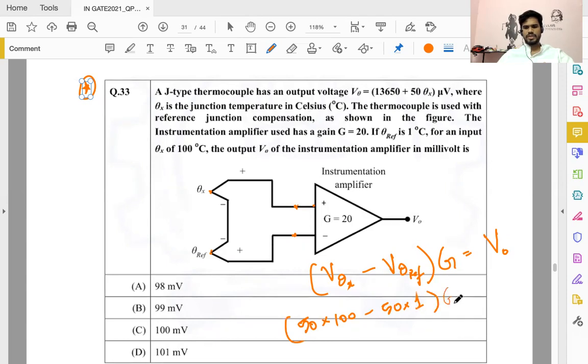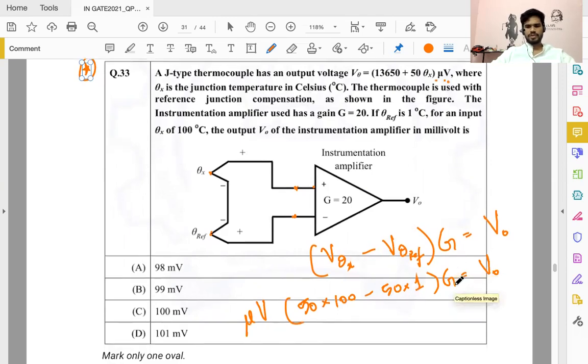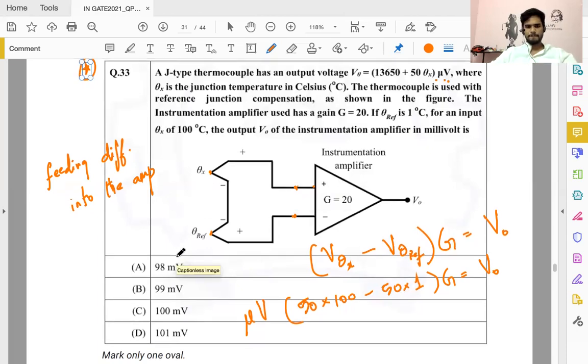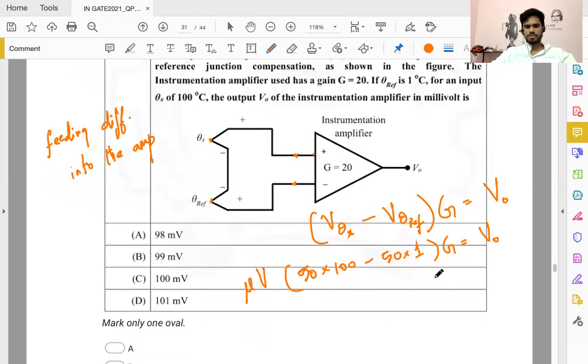You feed that into the gain, you get V naught. Gain is given, so just use this. And notice this is in microvolts, so you can get the voltage accordingly. So feeding the difference into the amp. Of course, that's the reason why you are also using an instrumentation amplifier, so that there is a voltage due to this, there is a voltage due to that. You feed in the difference. The moment you recognize that, the problem is simple.